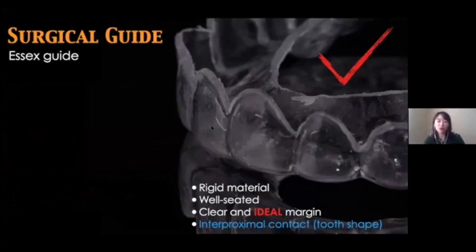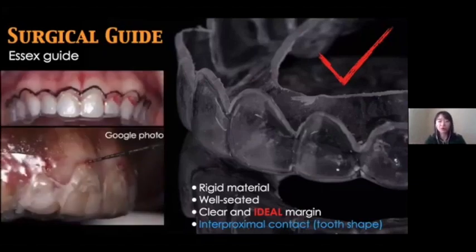But there are several points you need to keep in mind to make sure this guide really works. The first thing is you have to use a rigid material. You cannot use material that is really flexible. In that case, it will rock and will not give you a proper position of the margin. Second, it has to be well seated and needs a clear, ideal margin. And most important, you need to have an interproximal contact. As I mentioned before, if you don't do the certain reduction for the interproximal bone, you will end up with an inflamed papilla all the time.